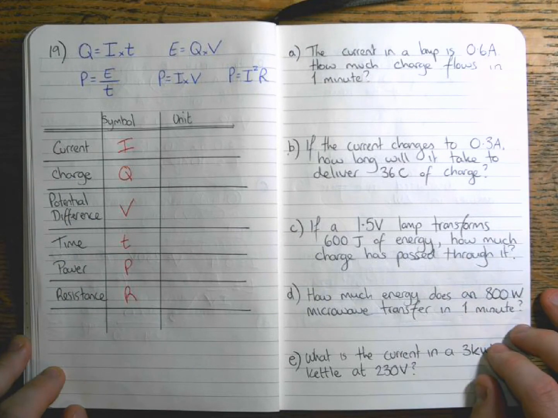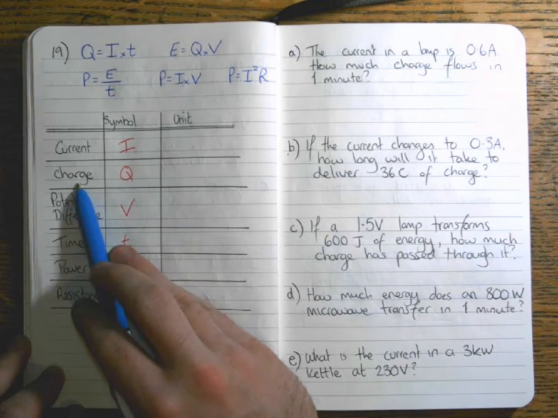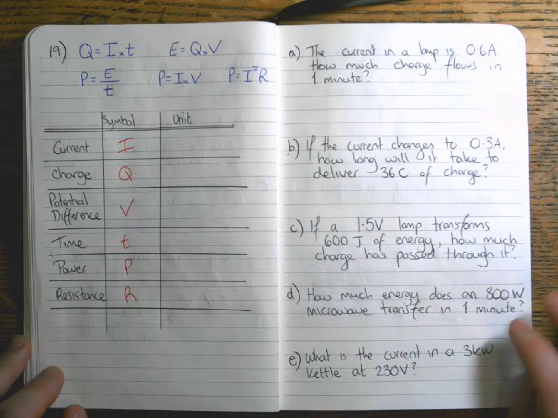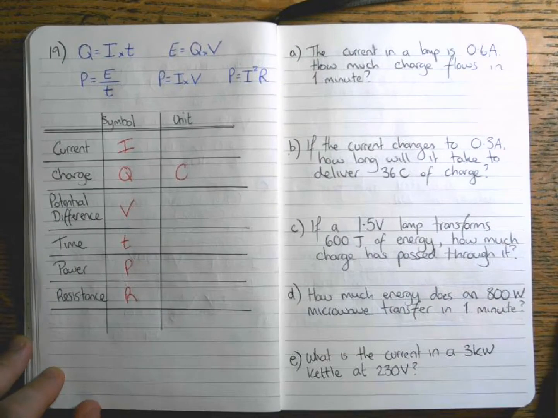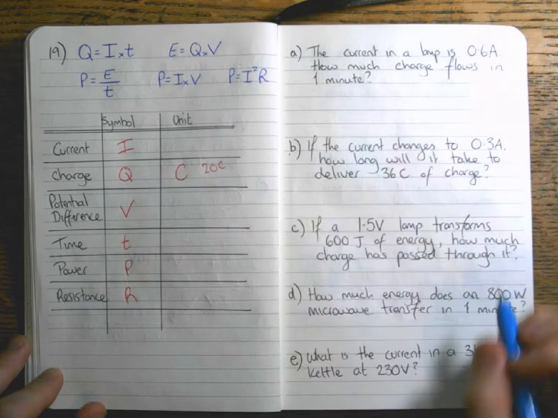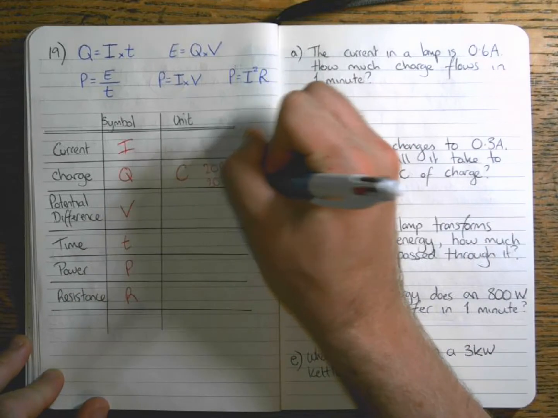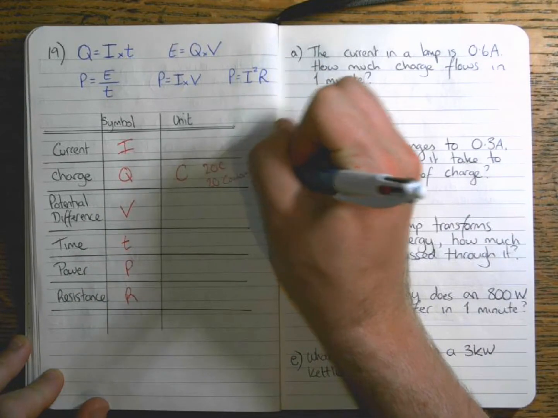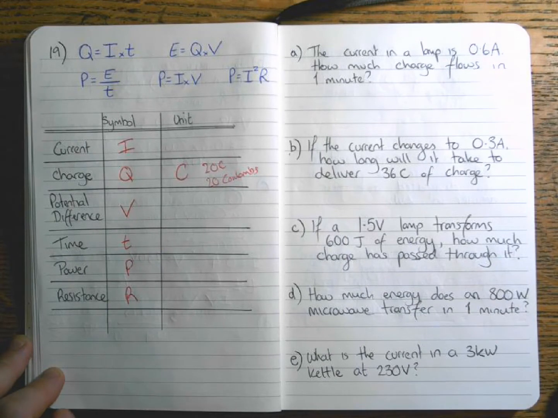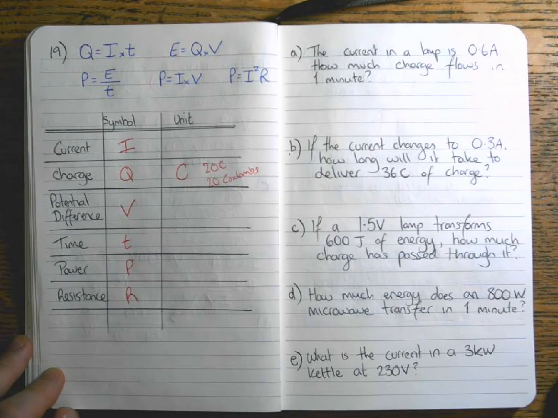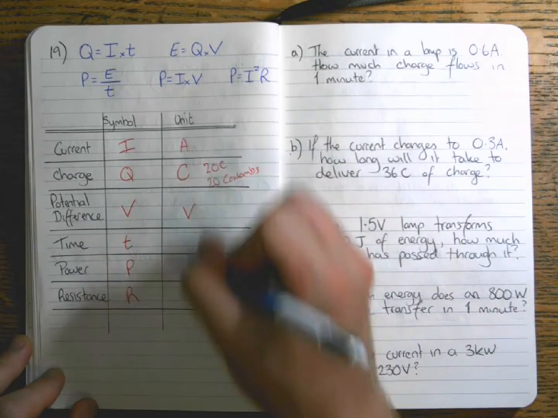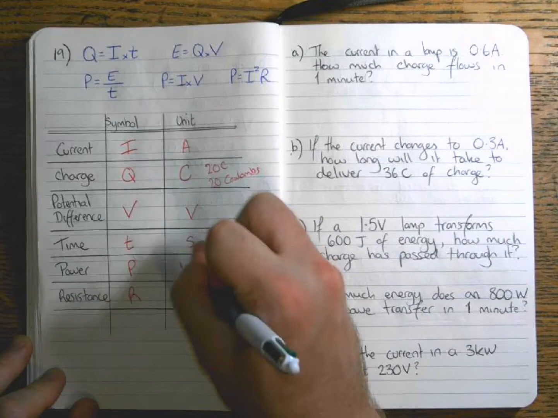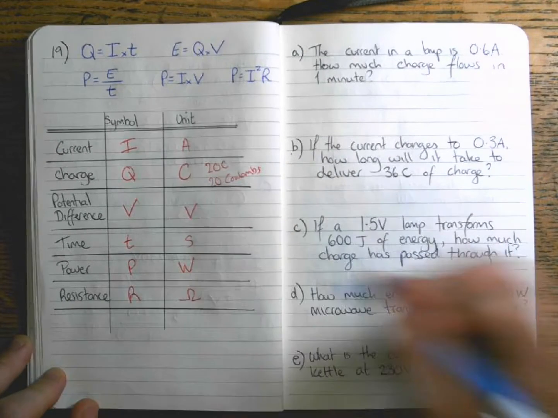Okay, so we've got the symbols there. The one that people tend to get tripped up on is charge. Charge has the symbol Q. The letter C is actually what it's measured in. So for example, 20C means 20 coulombs. So charge is measured in something called a coulomb. Again, that's a French word. Current is measured in amps. Potential difference is measured in volts. Time needs to be in seconds. Power is measured in watts. And resistance is measured in ohms.